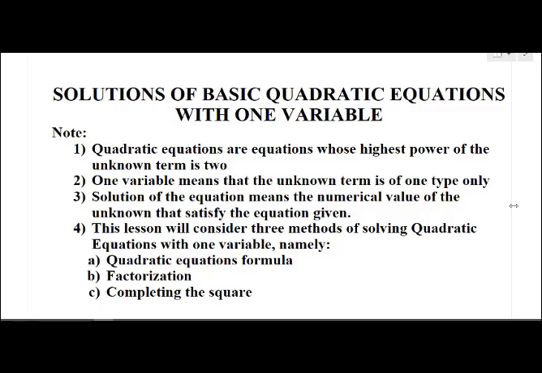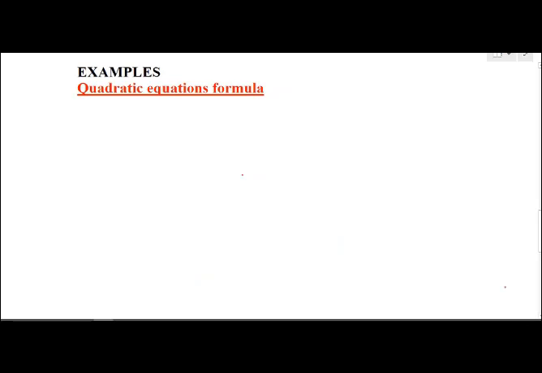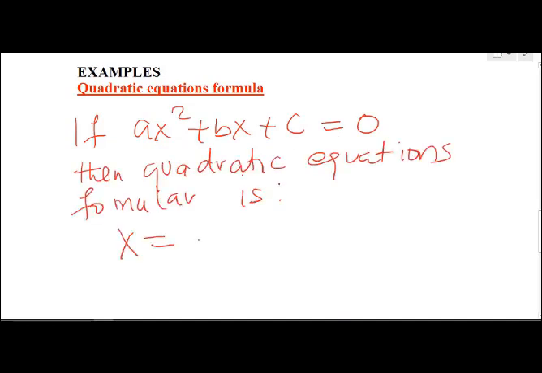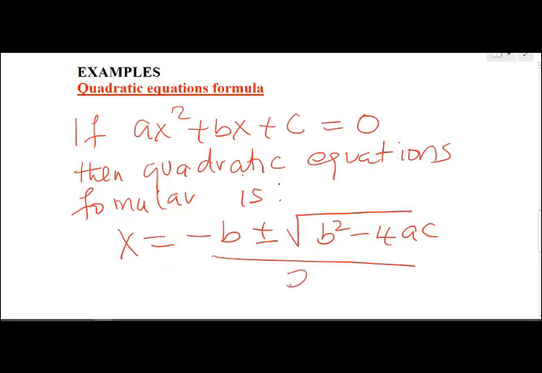This lesson will include three methods of solving quadratic equations with one variable, namely quadratic equation formula, factorization, and completing the square. For us to use the quadratic equation formula, we have to determine the following. If ax squared plus bx plus c is equal to 0, then the quadratic equation formula is x is equal to minus b plus or minus square root of b squared minus 4ac, everything divided by 2a.